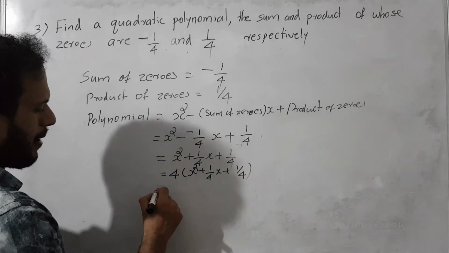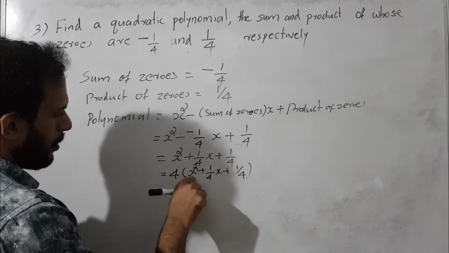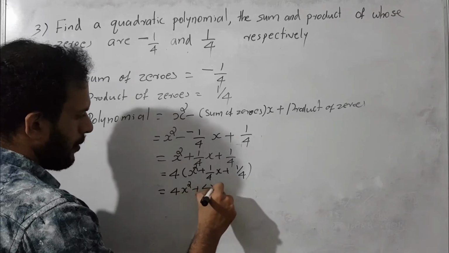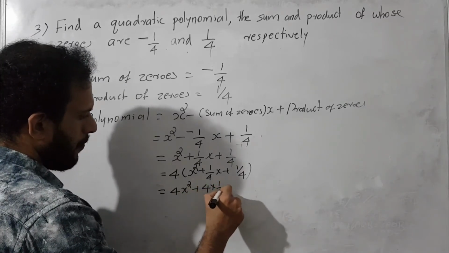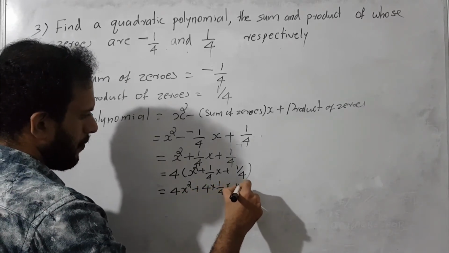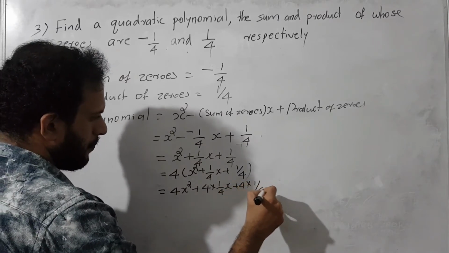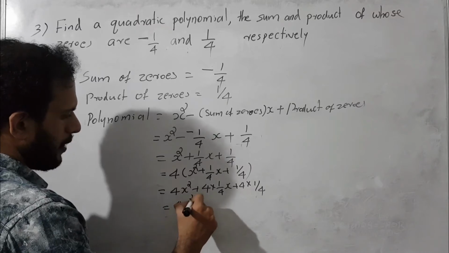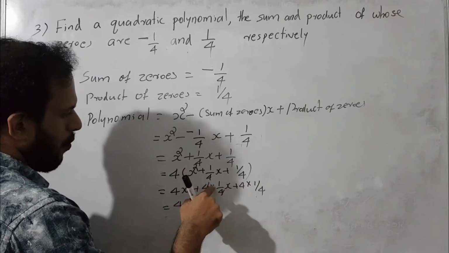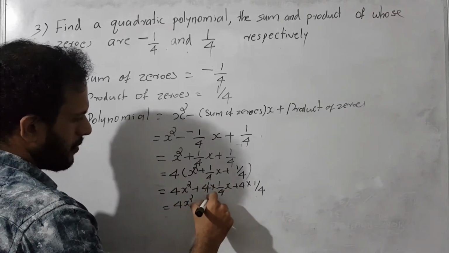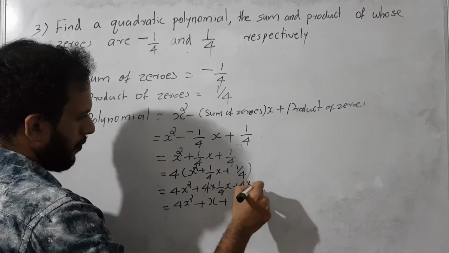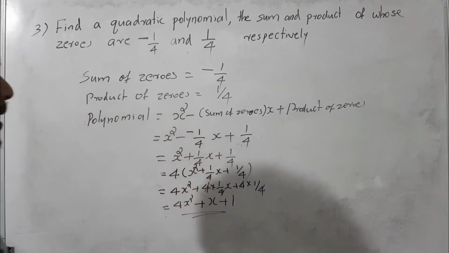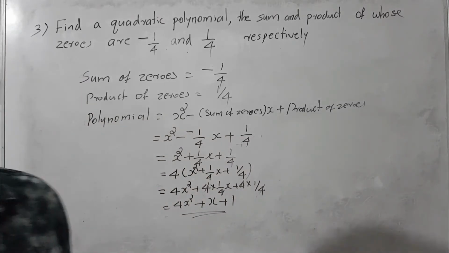Then what is next? Expand the bracket. Is equal to 4 into x square, 4x square, plus 4 into 1 by 4x plus 4 into 1 by 4. Is equal to 4x square. Then we cancel 4. Then what do you get? 1 into x means x, plus 4 and 4 cancel. What do you get? 1. So the quadratic polynomial is 4x square plus x plus 1.